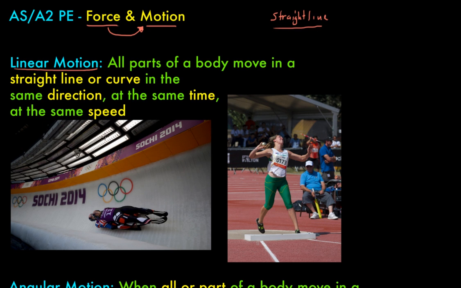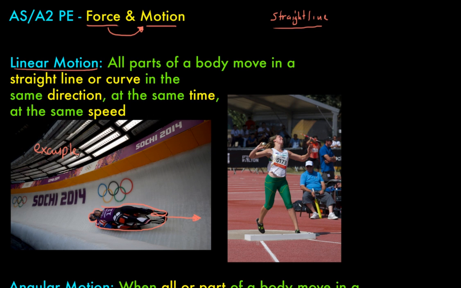So if we first look at an example of that, I've got here the example of a luge pair. All parts of this object are moving in the same direction at the same time at the same speed. And also, albeit they're going round bends, they're moving in a straight line or a curve. It's not that they're going in this direction, then turning and going back up the ice and spinning. No, they're going in a straight line, and part of that is that they're turning the bends. So that meets our criteria for linear motion.